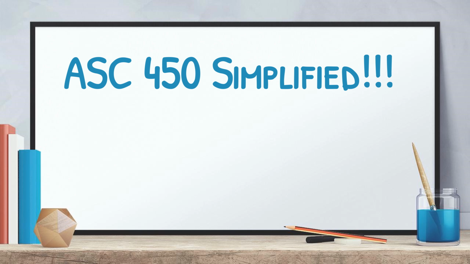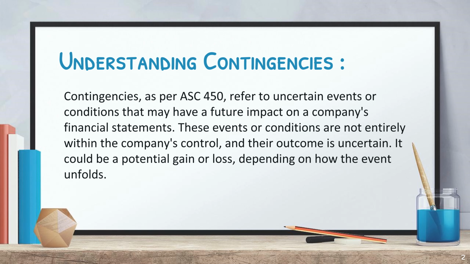So, let's dive in. Contingencies, as per ASC 450, refer to uncertain events or conditions that may have a future impact on a company's financial statements. These events or conditions are not entirely within the company's control, and their outcome is uncertain. It could be a potential gain or loss, depending on how the event unfolds.